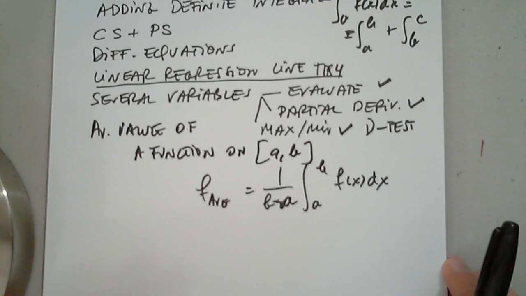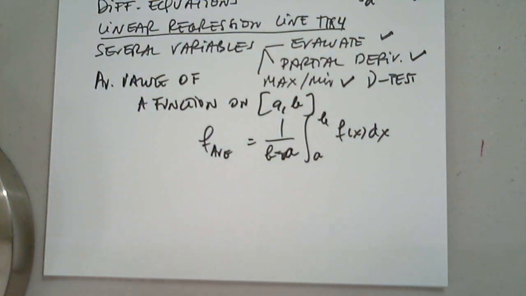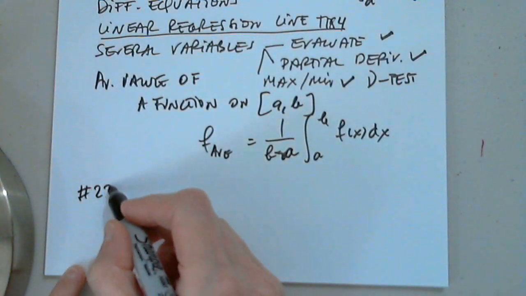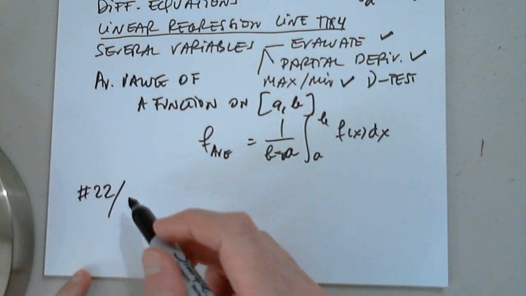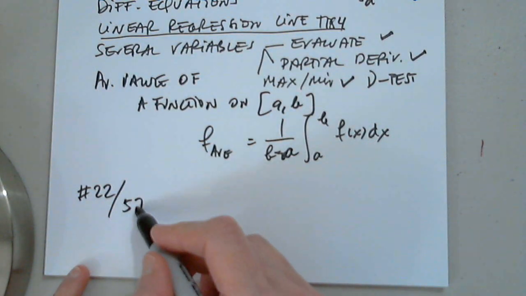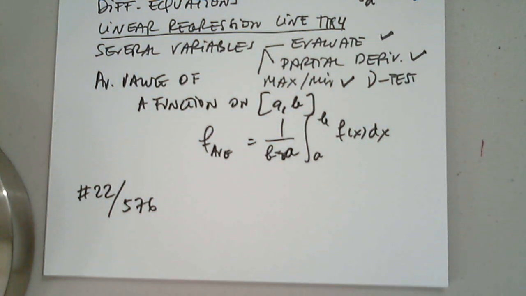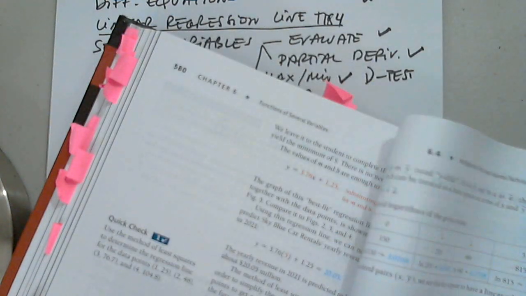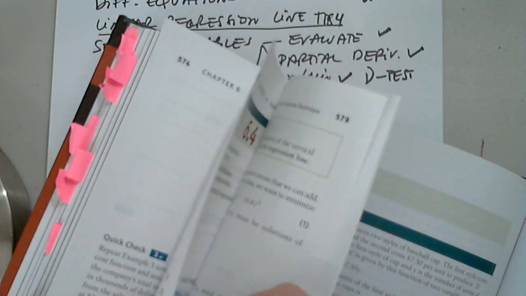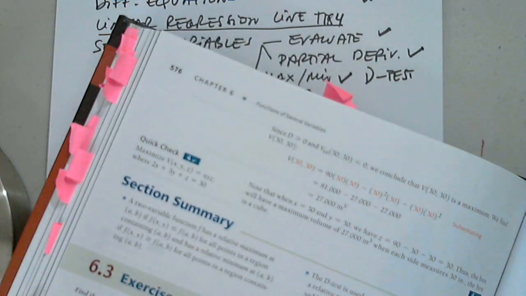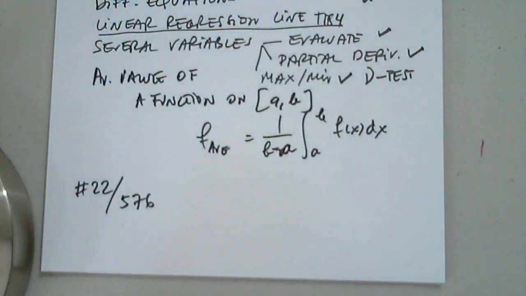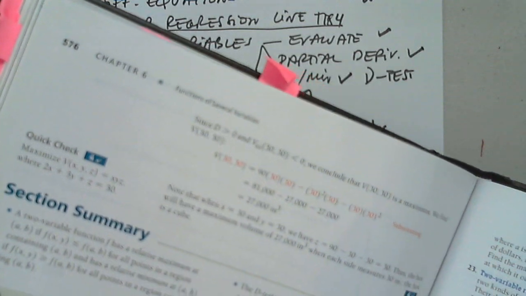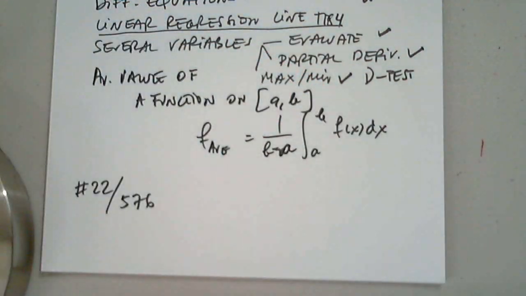Yes, any question, yes. So you said 22, and yeah, this was 576. Okay. So I have the book right here, and you said 576, and you said number 20, the maximizing profit. No, 22. Sorry. You said 22. Okay, yes, very good.